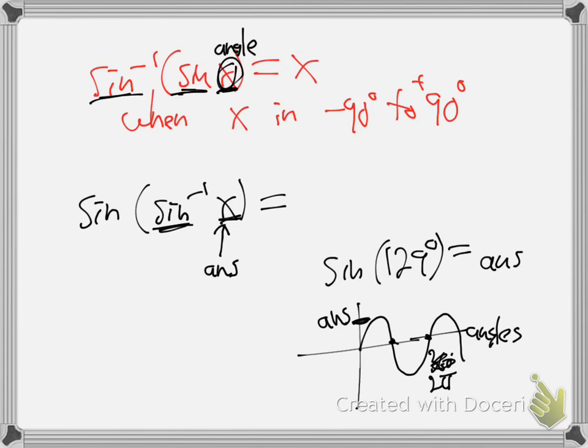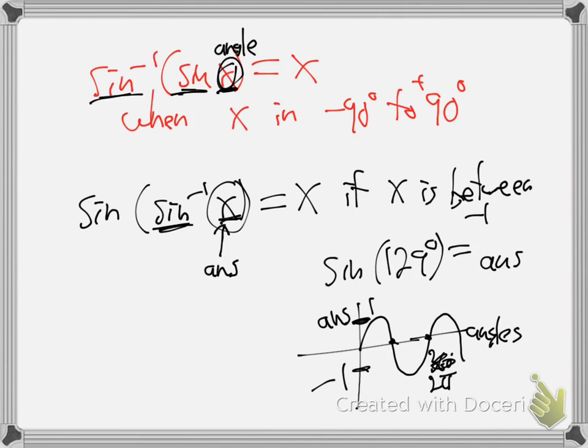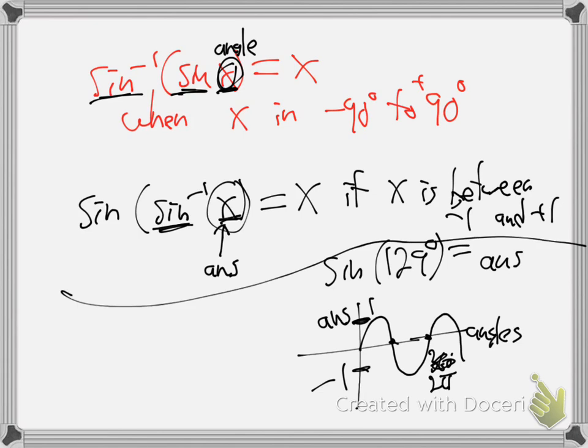Well, what's the highest answer you ever get out of a normal sine? 1. What's the lowest? Negative 1. The answers that you get out of normal sine or cosine, if there's not an amplitude change in the front, the highest and the lowest are 1 and negative 1, aren't they? So this x will just equal x if x is between negative 1 and positive 1. Everybody see that? Because that's the zone for this x, because this x is an answer.